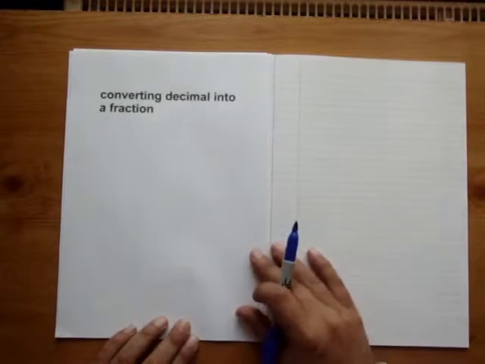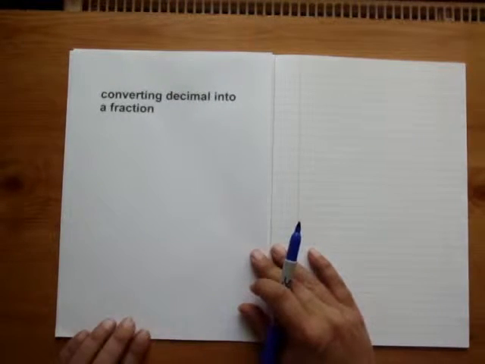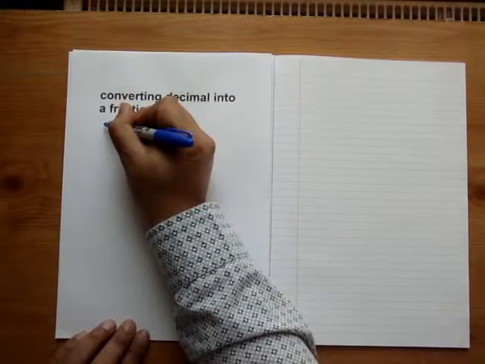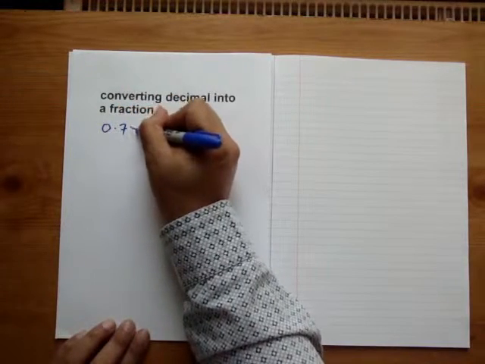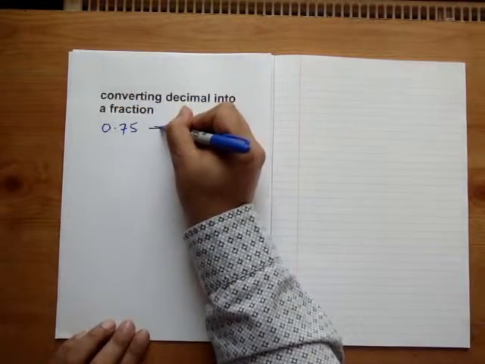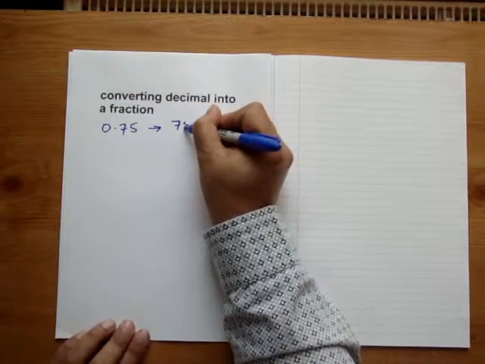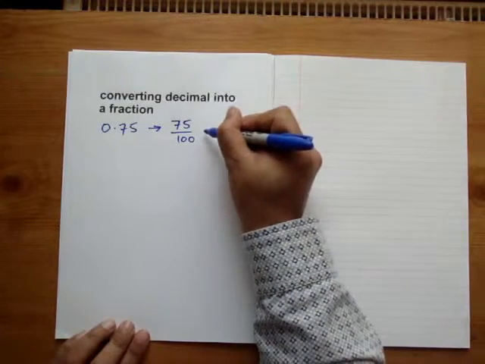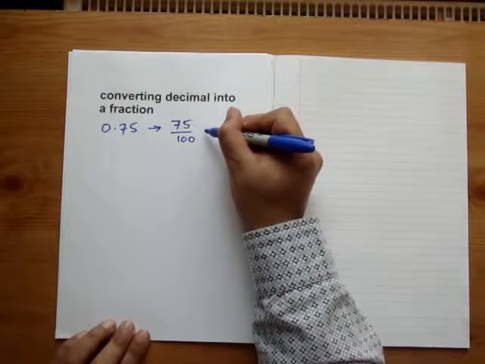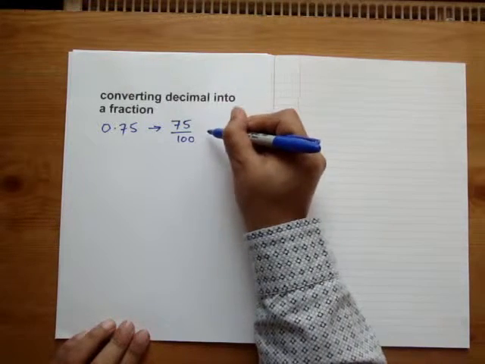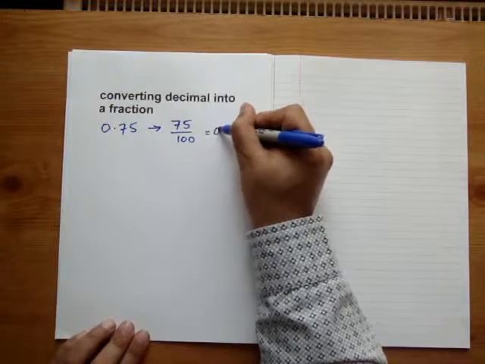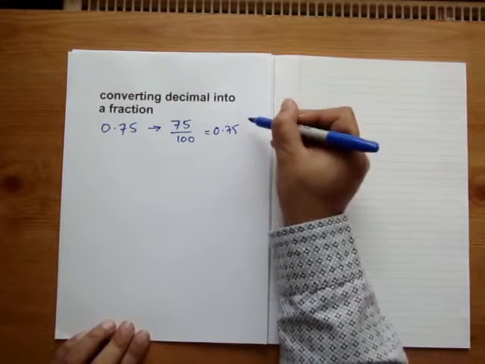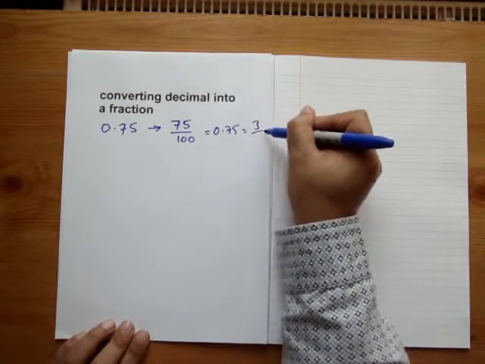When we're converting a decimal into a fraction, we simply divide by the next power of 10. So for example, if it's 0.75, it becomes 75 over 100, and if we divide both the top and the bottom by 25, it becomes 3/4.